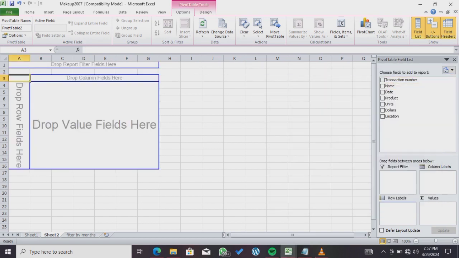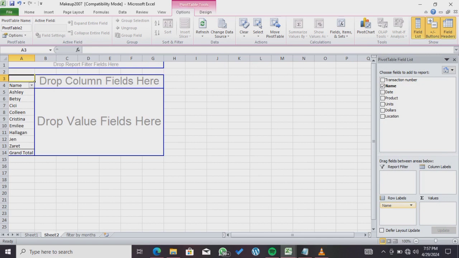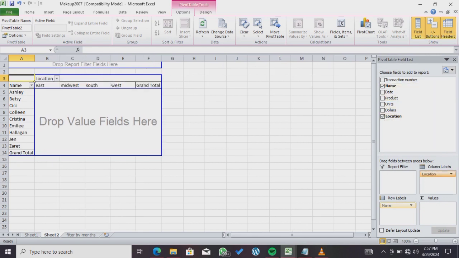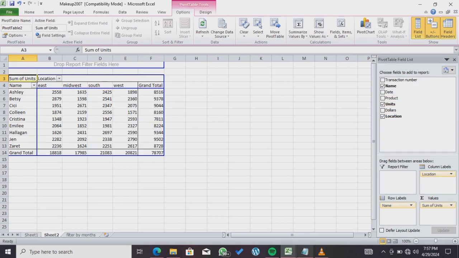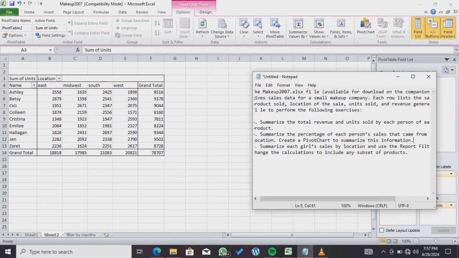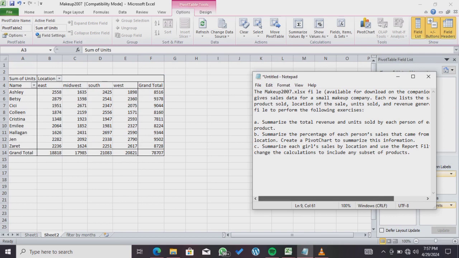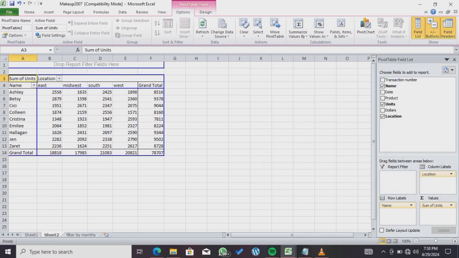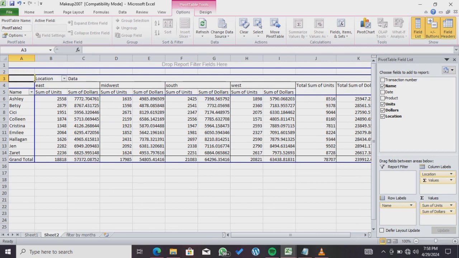So each person, you drag their name here, and by their location, drag it here. Remember, we're trying to look at the percentage. Is it the number of units or the revenue gotten? It's just each person's sales that come from each location. So we can put it as both revenue and units. You understand?